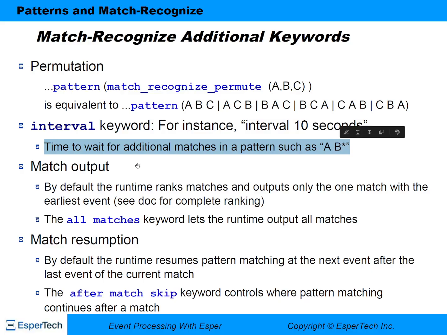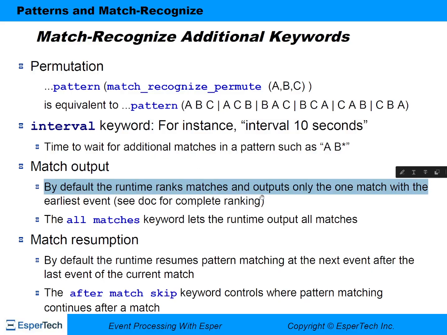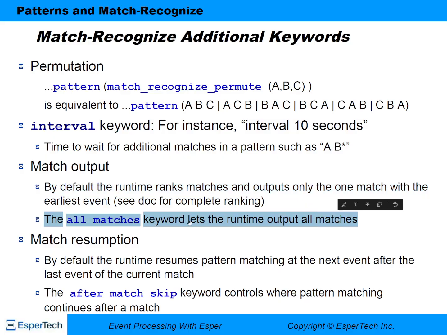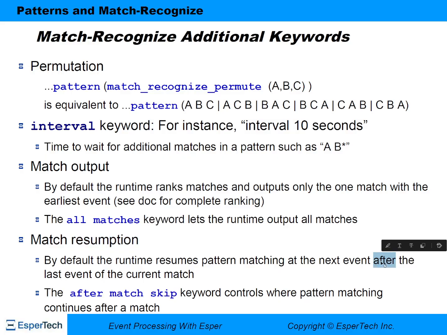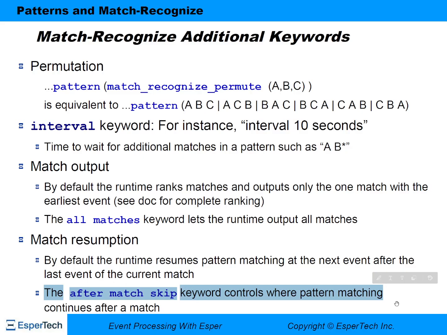In terms of match output, by default the runtime ranks matches and outputs only the one match with the earliest event. Please see the documentation for the complete ranking. The all matches keyword lets the runtime output all matches. In terms of match resumption, by default the runtime resumes pattern matching at the next event after the last event of the current match. The after match skip keyword controls where pattern matching continues after a match.